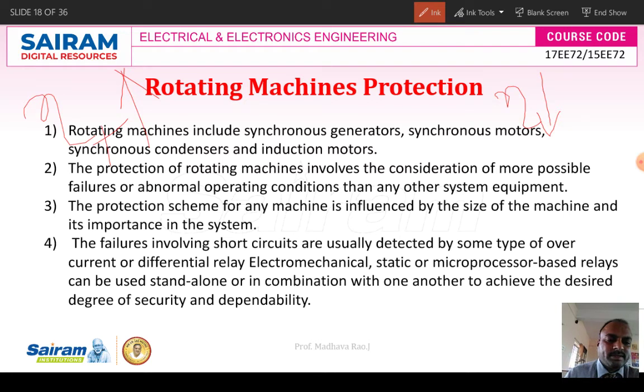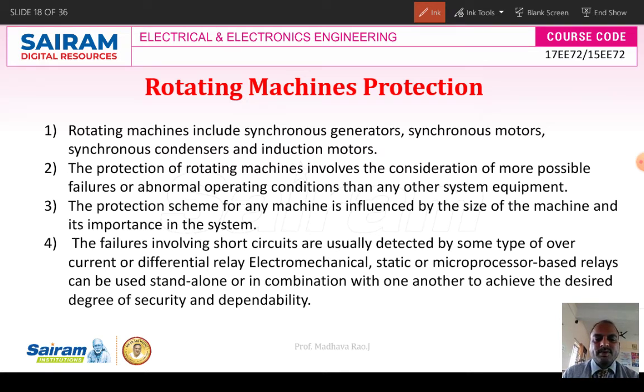The efficiency of the transformer is nearly equal to 99.9%. The efficiency of rotating machines is always less than the efficiency of static machines, right. So, now we will discuss these 4 points here for the protection of rotating machines. Rotating machines include synchronous generator, synchronous motor, synchronous condenser, and induction motors. You can also consider a DC generator and DC motor.